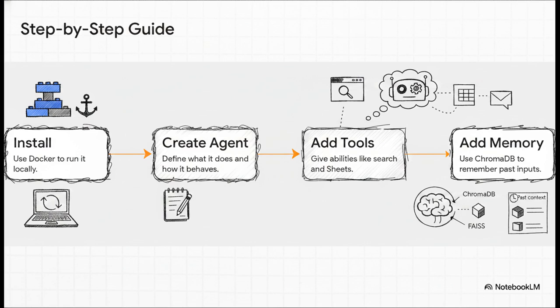Step 1. Install the platform locally. Usually you'll do this via Docker, which just keeps everything super clean and contained on your machine. Step 2. Create your AI agent node. This is where you hand your assistant its job description. You write a clear prompt defining exactly what it does and how it behaves, something like summarize daily AI news in simple language.